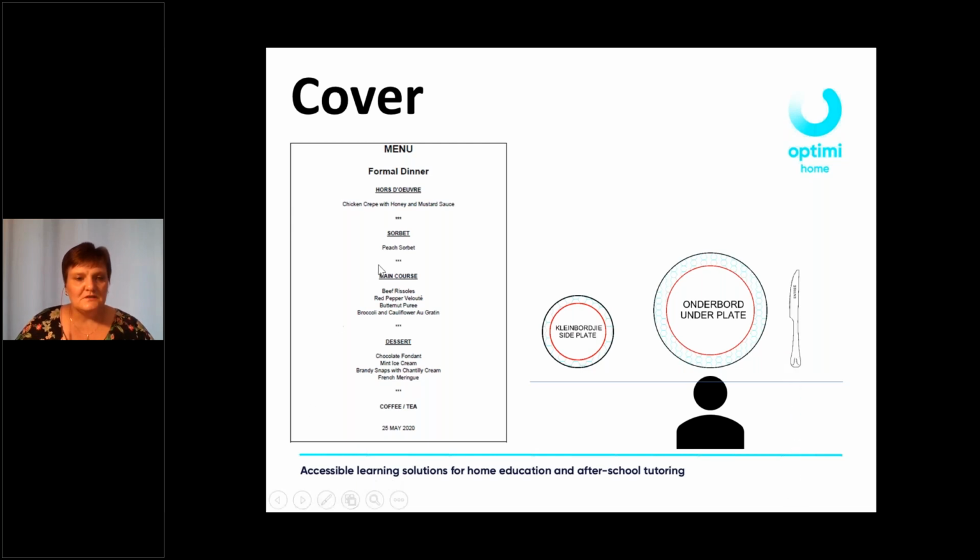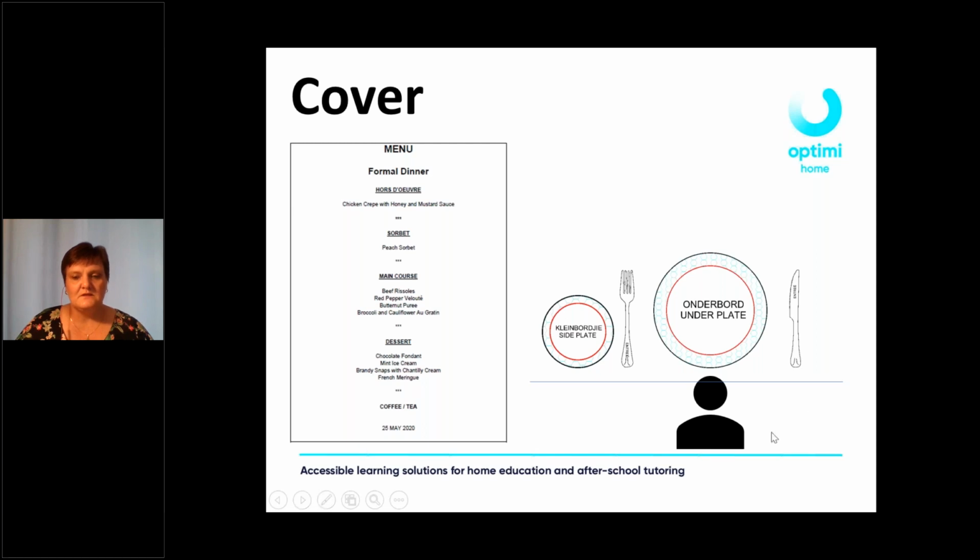Now we're going to start. So with the hors d'oeuvres there, we will read the addition, that's chicken crepe with honey and mustard sauce. So that will be a pancake. So in this case, we will use an entree fork and knife. So if we put it on the cover, it will look like this.